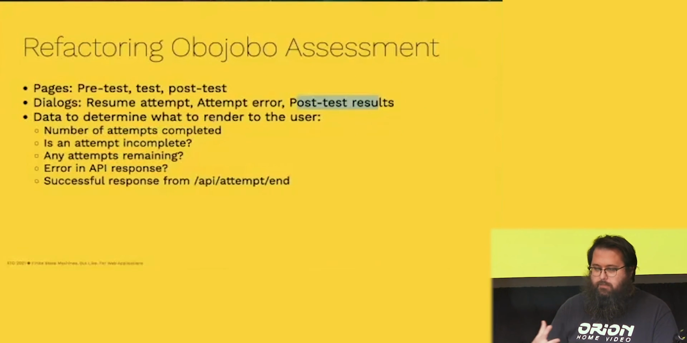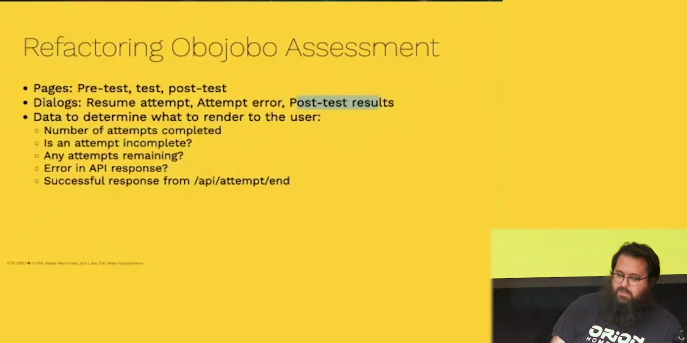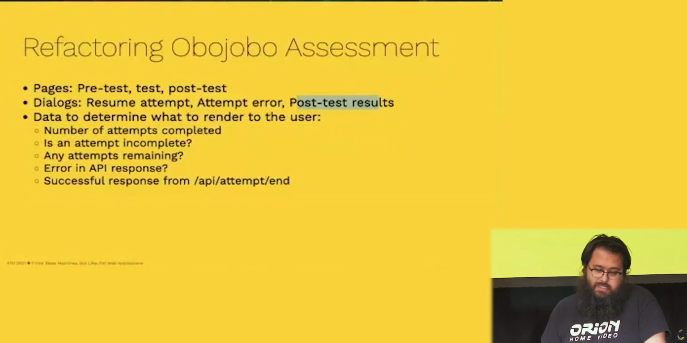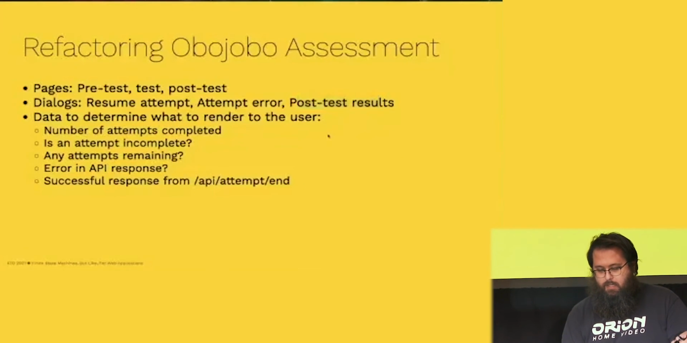And then we have a bunch of data to determine what to render. So some of our state values we cared about, and this is not exhaustive, but like how many attempts have they completed? Are there any incomplete attempts? How many attempts do they have remaining? Is there any sort of error? Did we get successful responses?